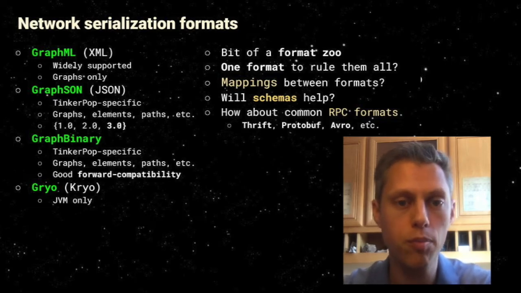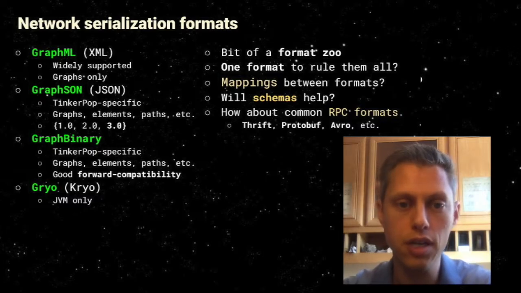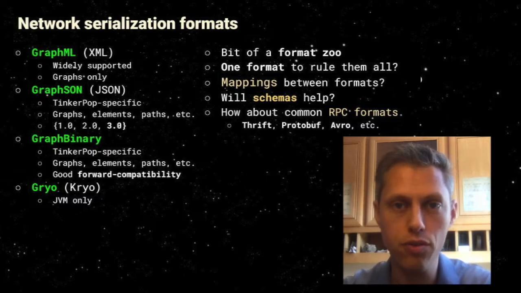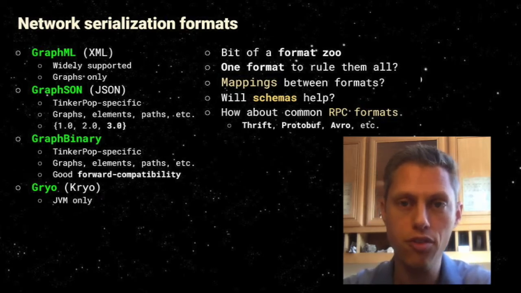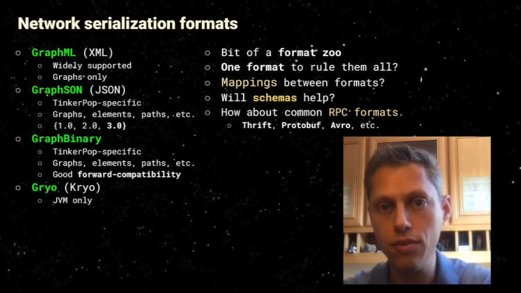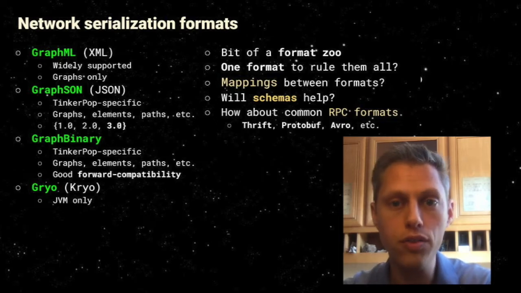One is the XML-based GraphML format. One is the JSON-based GraphSON format, which was created for Tinkerpop. There's a binary format as well, an adaptation of Kryo to graphs called Gryo. But all of these are specific to graphs, and most of them are also specific to Tinkerpop.